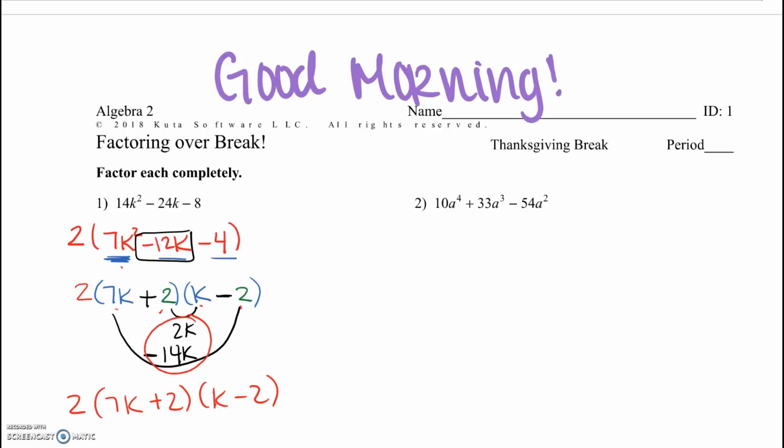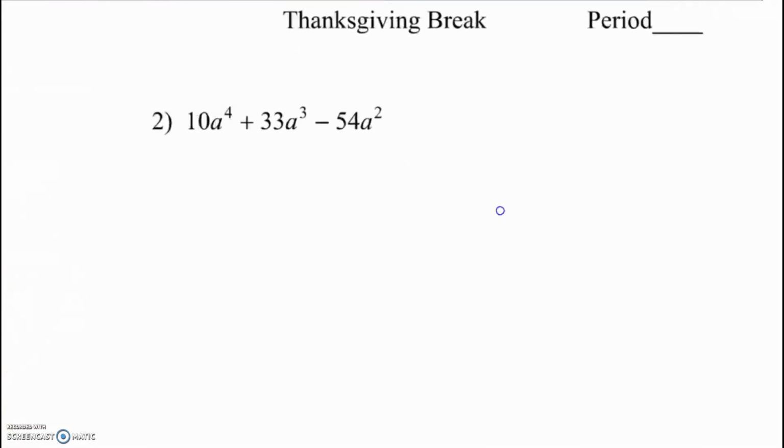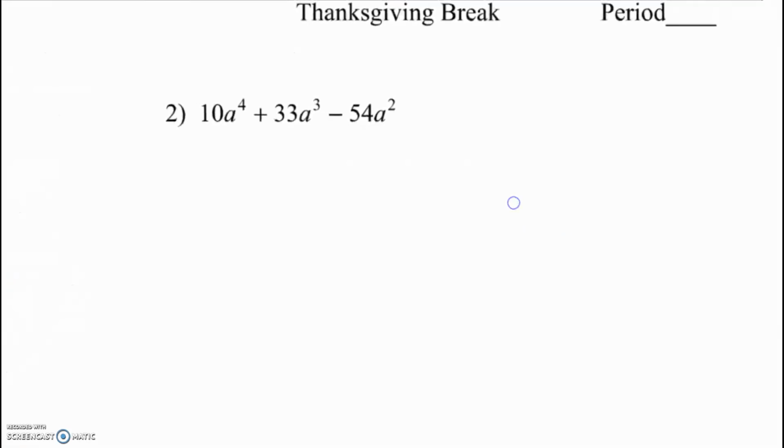All right, guys, so we're going to move on to number 2. And again, the first step always when factoring is to pull out what's in common. If I look at 10, 33, and 54, there's not really any numbers that stand out to me that go into all of them. 10 has factors of 1, 10, 2, and 5, and I believe none of those go into 33. So I really don't have to worry about that here.